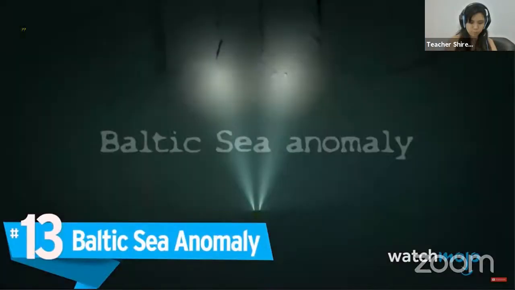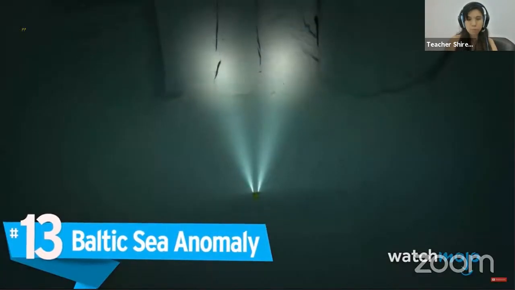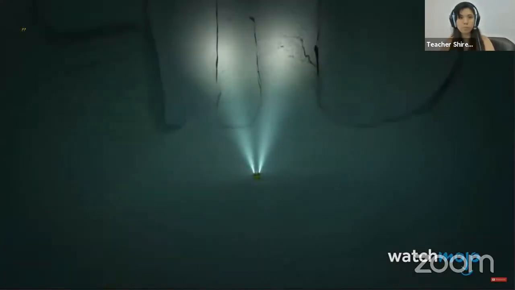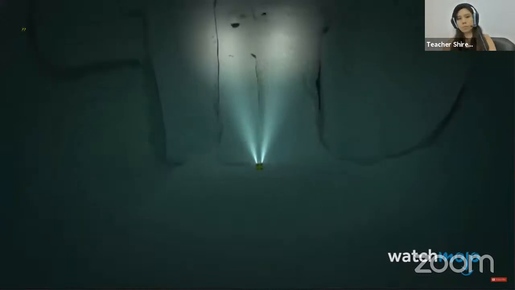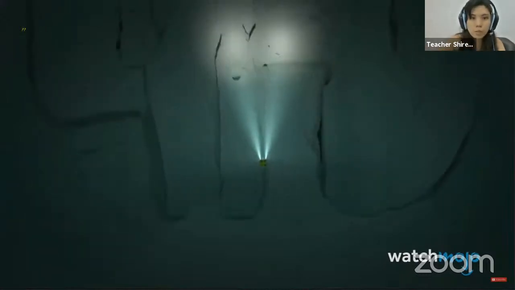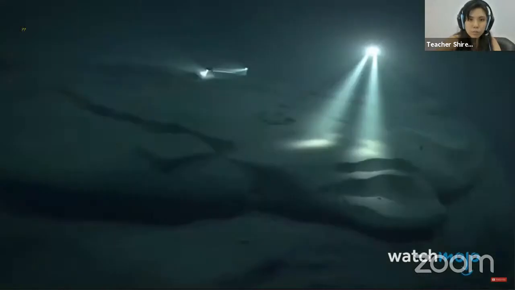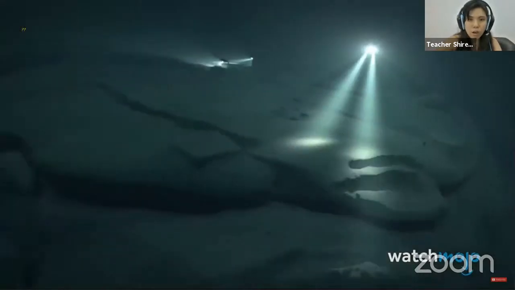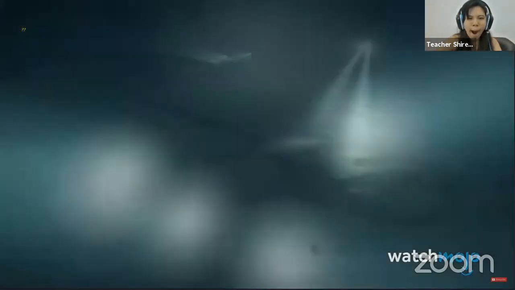Number 13, the Baltic Sea anomaly. In 2011, Swedish diving team Ocean X was searching for sunken treasure in the Gulf of Bothnia. They stumbled instead upon something far stranger. Using sonar equipment to take a rough image of the object, they reported it was 200 feet in diameter and bore distinct design patterns that seemed unnatural.